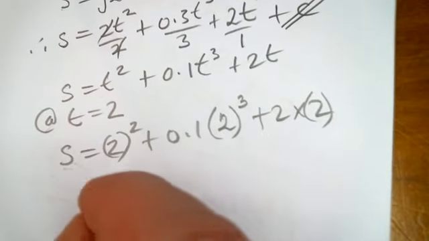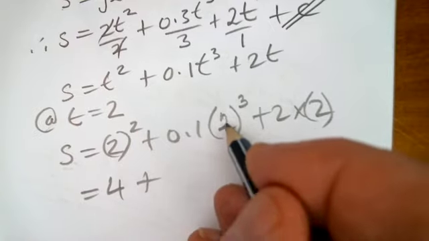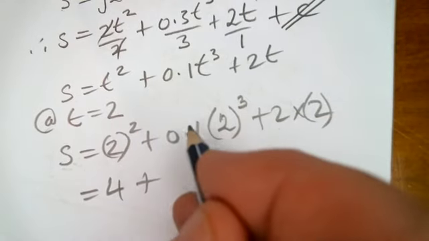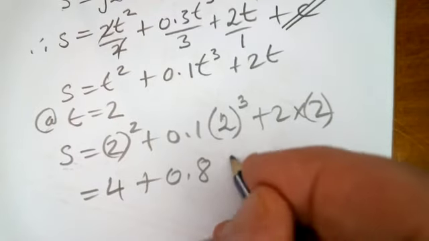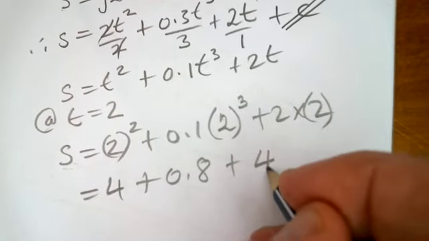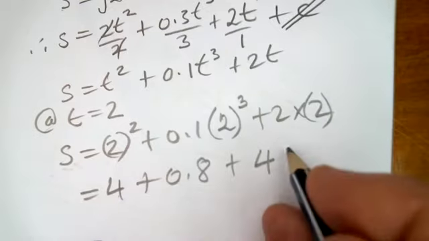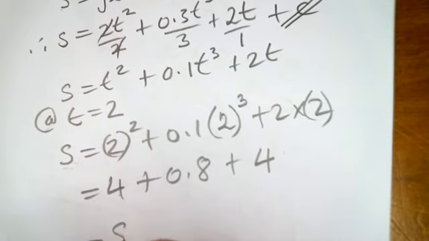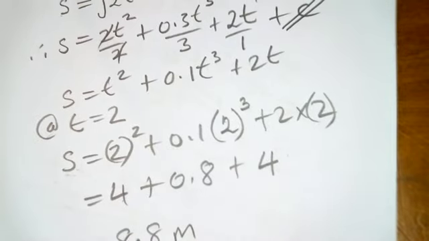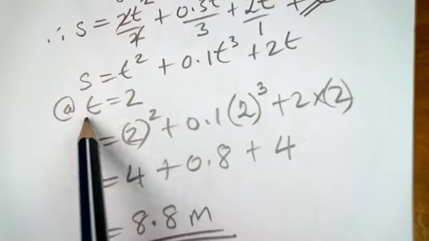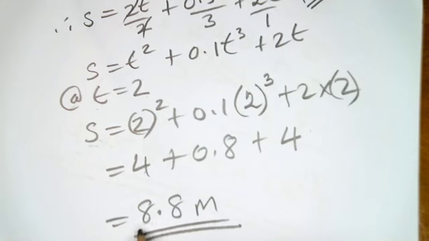Equals, well, 2 squared is 4, plus now 2 cubed is 8, and 8 times 0.1 is 0.8, and then I've got plus 2 times 2 is 4. So I've got 4, and 4 is 8, plus 0.8 is 8.8, and the distance will be in meters. So we know when 2 seconds has elapsed, it has moved 8.8 meters. So it's probably going to be whipping along pretty quickly, I imagine, this train. And that's my solution.